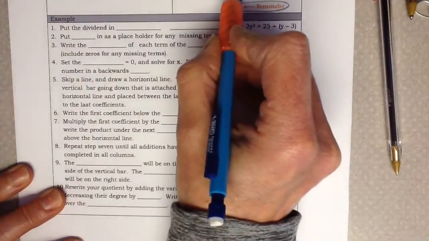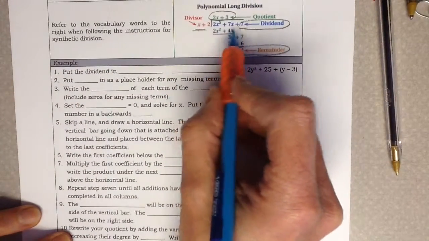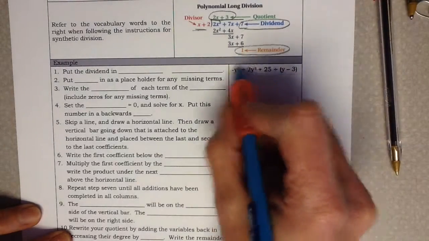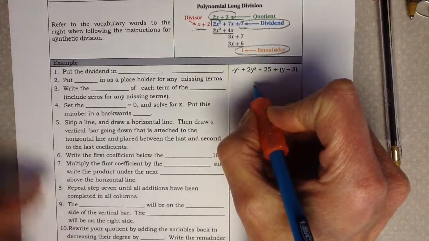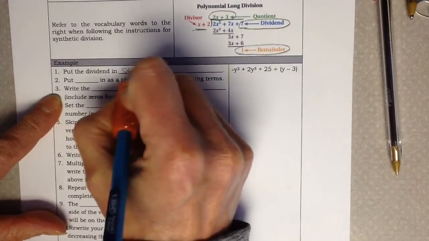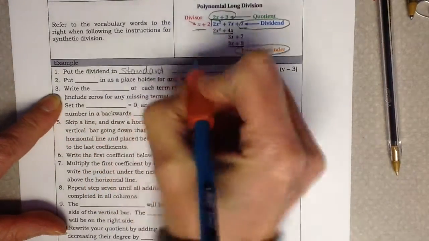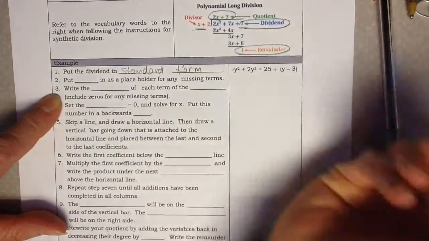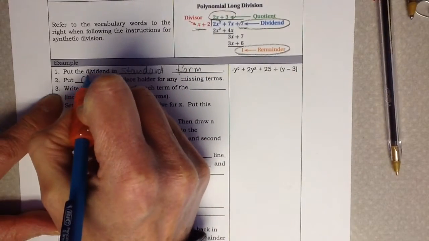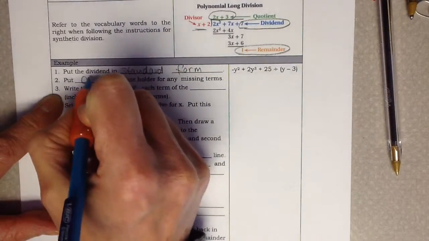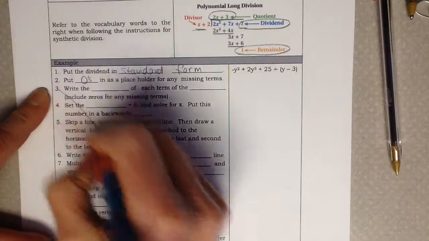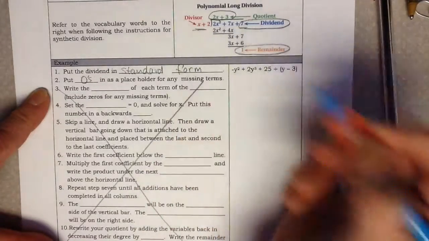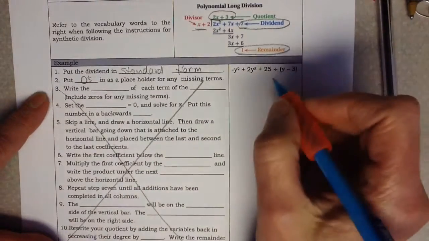So this is your dividend. Slide down here. This is our dividend right here. We need to put that in standard form, and then we're going to put zeros in for placeholders for any missing terms. Okay, now we're going to cross these off. We're going to just work the problem out over here.